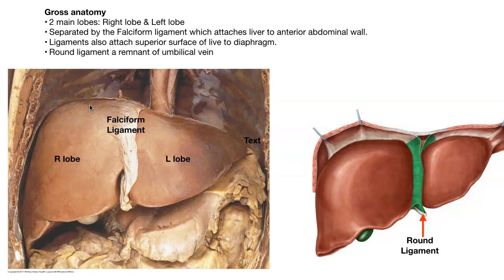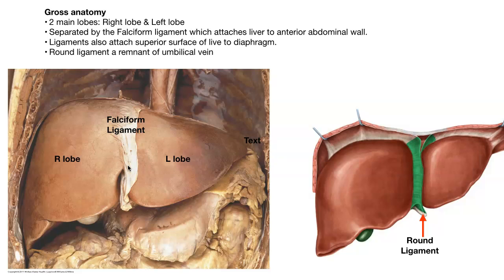So the gross anatomy, we are only going to be talking about these two lobes. There are 4 lobes, 2 on the underside that we're not going to be talking about. So you just need to know this right lobe and the left lobe. And they are separated by this ligament. It's called the falciform ligament that you need to know.